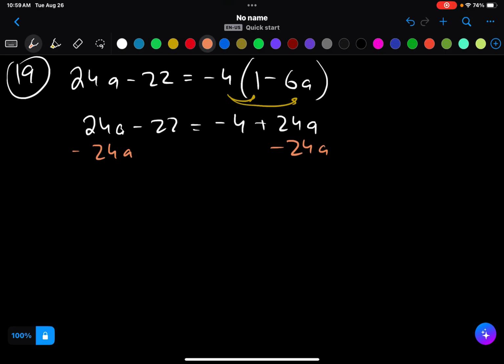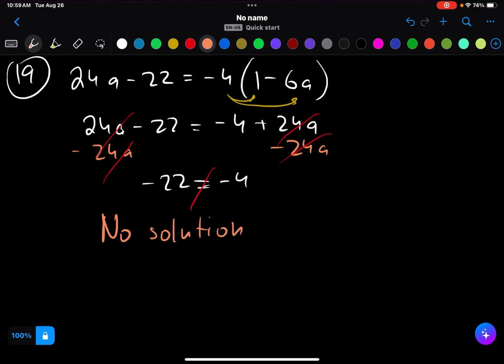All right? So, gone, gone. And now you have negative 22 equals negative 4. And of course, negative 22 does not equal negative 4. So this is a no solution problem. It's a no solution extra credit. Yep, that's that. That's 19. You have to show me why it's no solution. You're good to go.